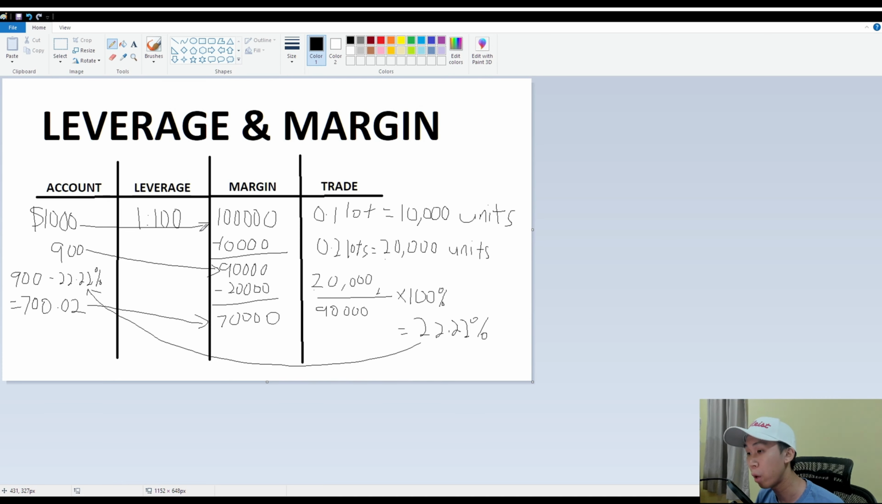So I hope now you have understood how to calculate leverage and margin as well. Remember that leverage is actually a double-edged sword, so make sure you use leverage wisely and use what you need. Do not go overboard, because in the markets we have leverage like 1,000, 2,000, and it increases your buying power like crazy, and it can easily burst your account. So this is why leverage is a double-edged sword.